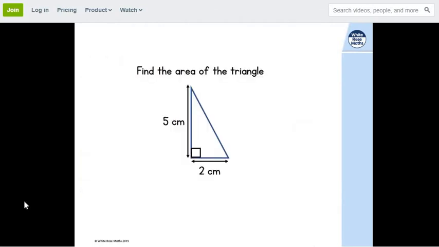So, we haven't got squared paper this time, but can you find the area of the rectangle using the dimensions given? Pause the video, have a go for yourself first.